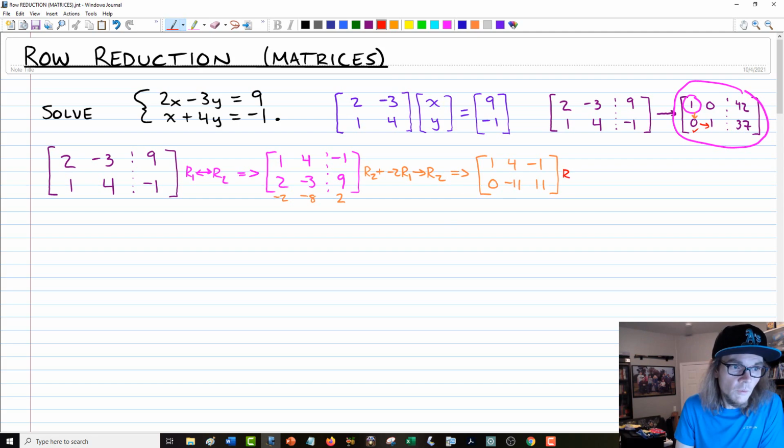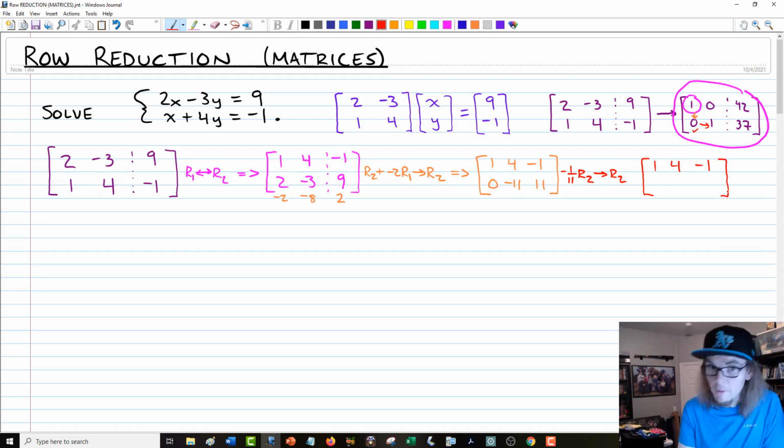I'm going to take row 2, should do this properly. I'm going to multiply row 2 by -1 over 11, and I'm going to replace that original row 2 with our new row 2. So just so we can clean this one up here, again, our first row remains unchanged. We haven't touched it just yet. We will in a moment.